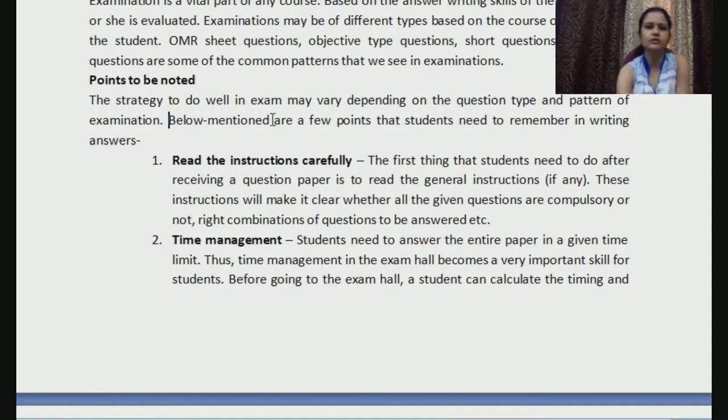So it would depend largely on the exam that you are appearing for and the pattern and all that. So you can mention that below are a few points that students need to remember in writing exams. That means we are not specifying that these are for law students only, for engineering students only, or for English honors students only. These are some common things that everyone should take care of.